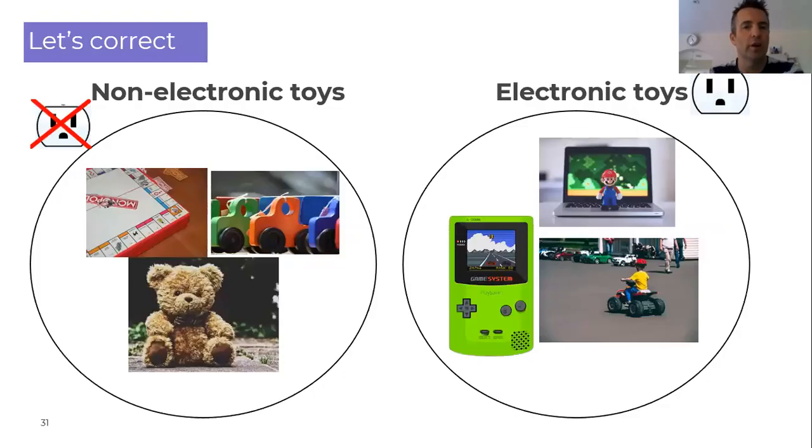So non-electronic toys, we have the Monopoly board game. We have some wooden trains or cars or trucks. We've got a teddy bear. These are the three that are in non-electronic. And on the electronic side, these are toys that need power or batteries to work. We've got the laptop game, we've got the handheld game, and we've got the powered car. So those would be on the electronic side. If you need to change any, then pause the video now and change it. If you don't, well done, give yourself a little smiley face on your piece of paper.